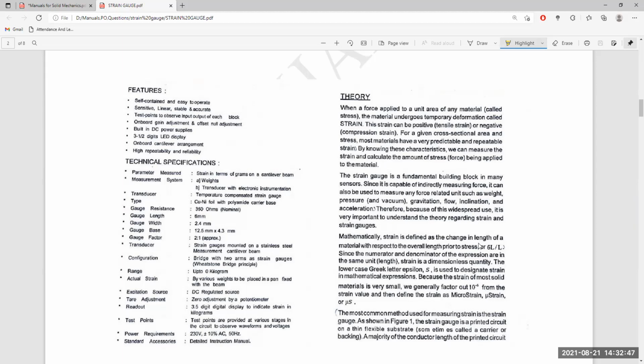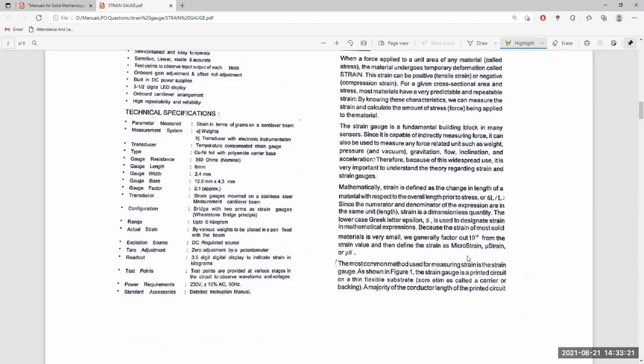Mathematically, strain is defined as the change in length of a material with respect to the overall length of the material, or delta L by L. Since the numerator and denominator of the expression are in the same unit length, strain is a dimensionless quantity itself. The lowercase Greek letter epsilon is used to denote strain in mathematical terms. Because the strain of most solid materials is very small, we can generally factor out 10 to the power minus 6 from the value and then define the strain as microstrain, mu strain, or mu epsilon itself.